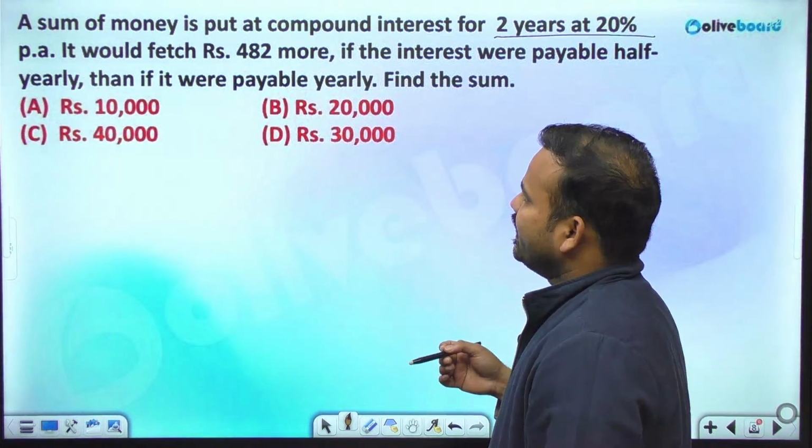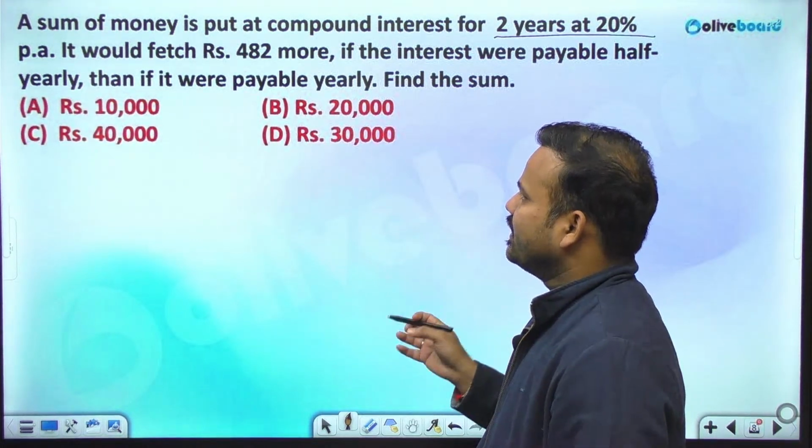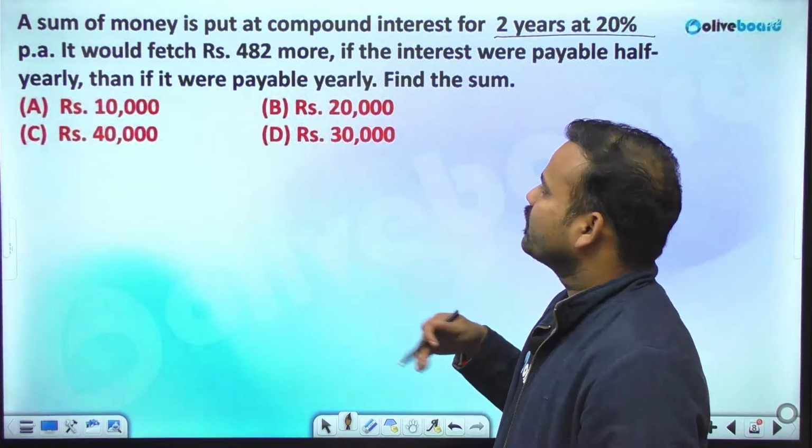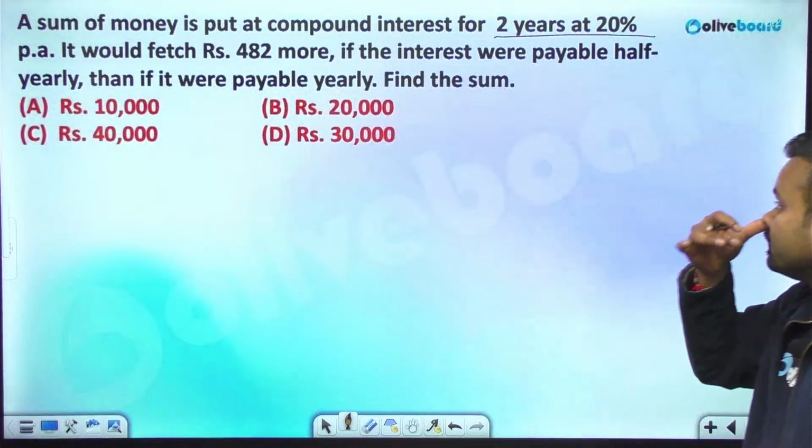Then it will be payable half yearly. As compared to yearly, you are getting 482 more. Find the particular sum.